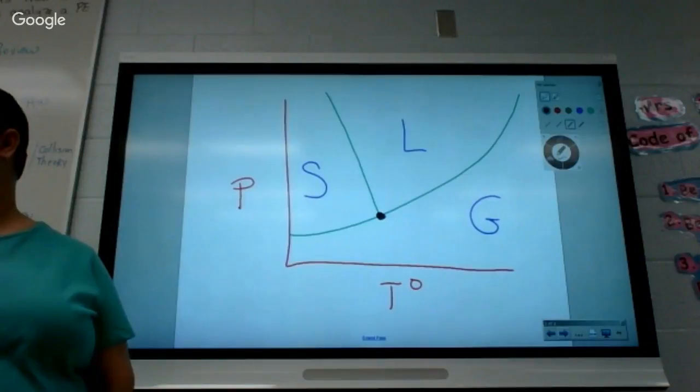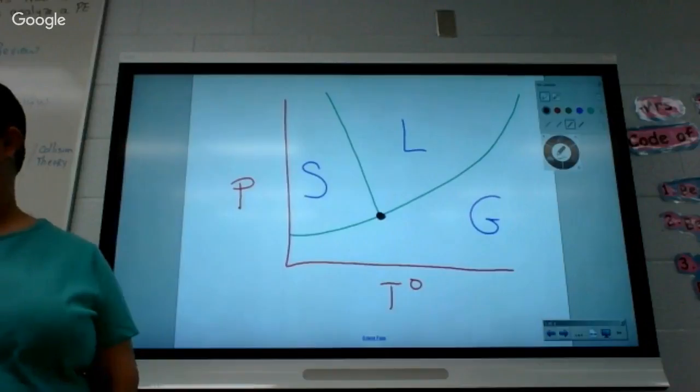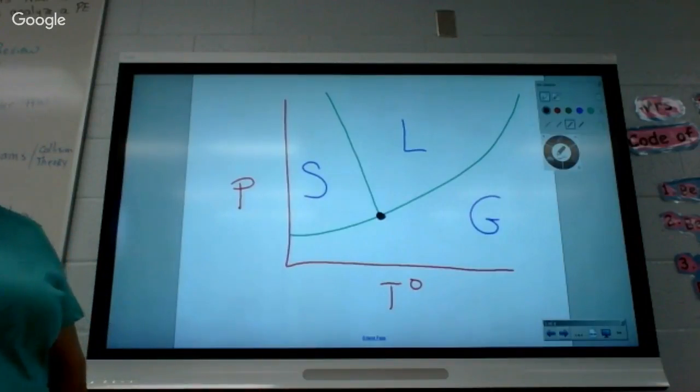Solids, liquids, and gases do what at that point? All exist at equilibrium. All right? Did everybody get that? Solids, liquids, and gases exist at equilibrium.